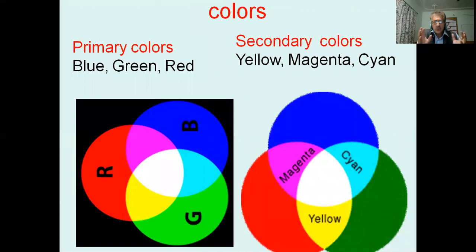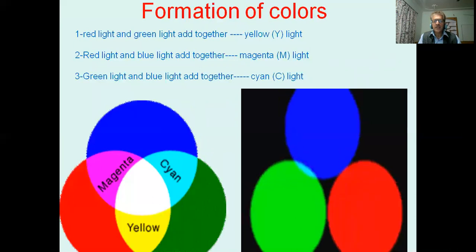Then if you have to explain to students how different colors are formed, basically we have primary colors and secondary colors. In primary colors, you have blue, green, and red. And when two primary colors combine, they form a secondary color. We have secondary colors magenta, cyan, and yellow. And when all these colors combine, they form white color. And you can show it by using an animation like this.